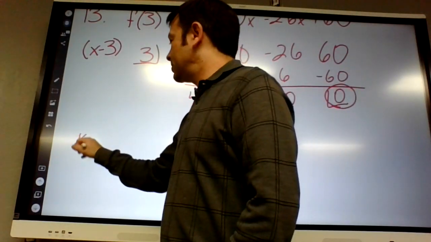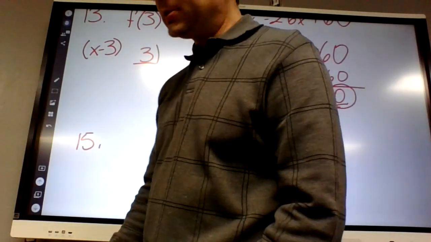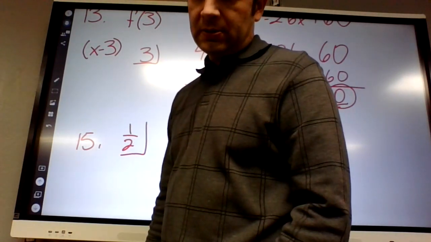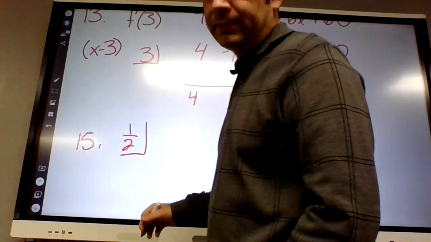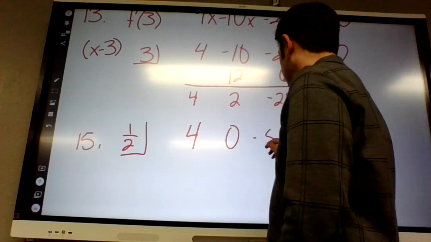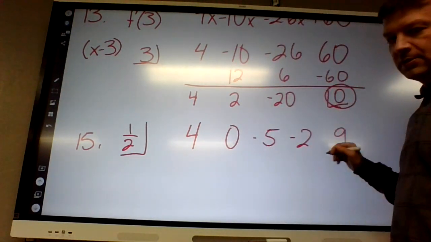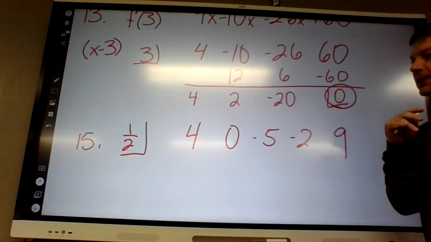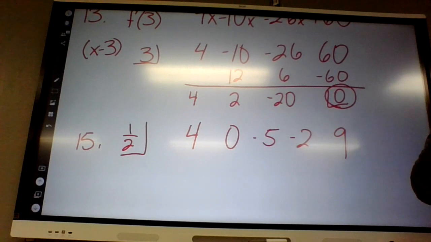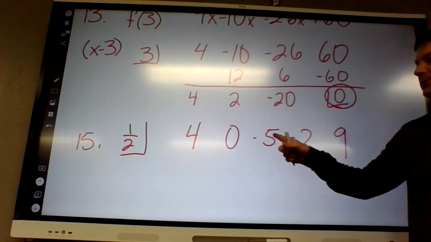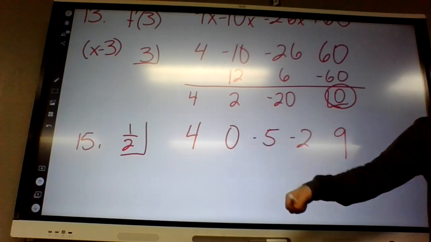Okay, 15, same thing. Second verse, same as first. 1/2 in the box. 4, -5, -2, 9. Oh, something's different on 15. What is different on 15? Oh, 0. Well, not that part. 15 is missing an x cubed term. See, so it went from x to the 4th to x squared, so I added a 0 as a placeholder.